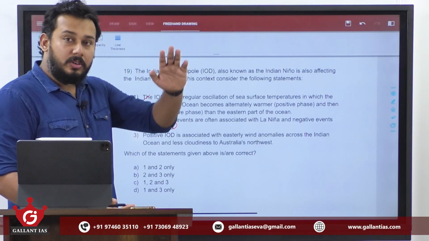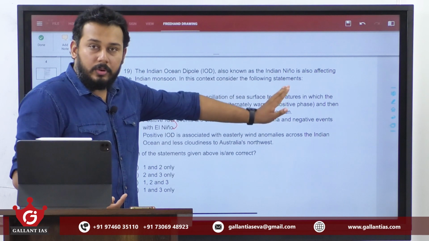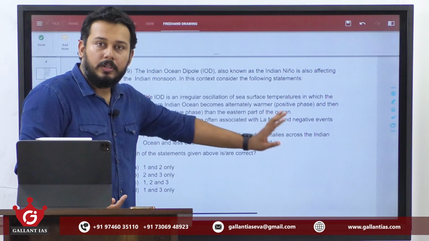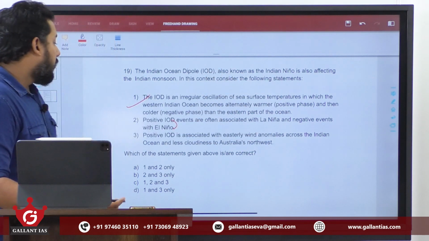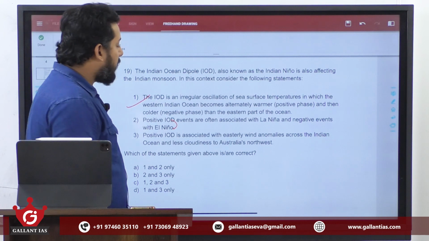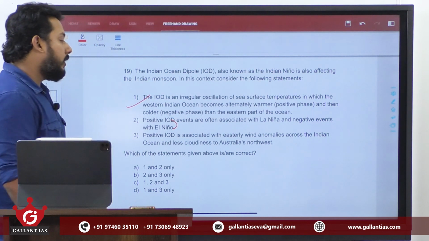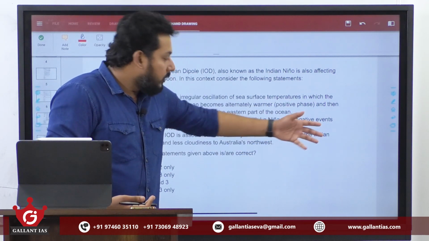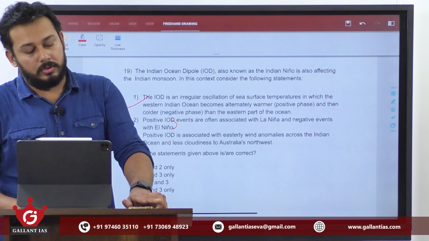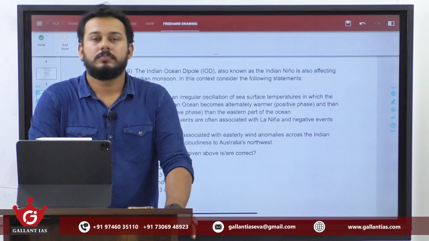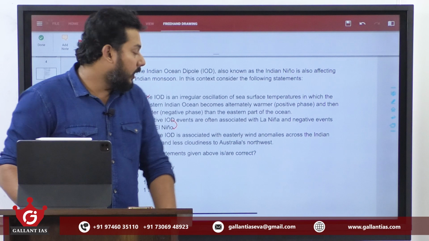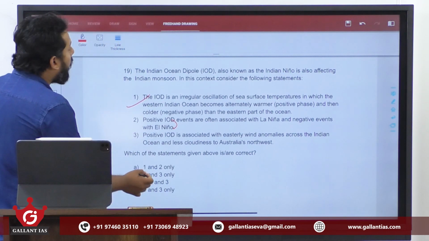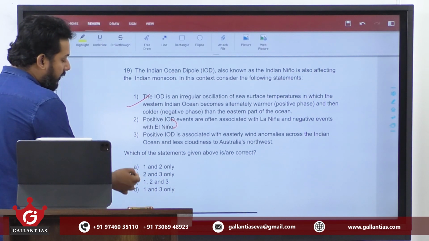Because you just check the heating of the Bay of Bengal region. Negative IOD, Bay of Bengal is heated. La Nina, Australian coast is heated. So that is nearby. So they are associated. Positive IOD is associated with easterly wind anomalies along the Indian Ocean and less cloudiness to Australian northwest. Because positive IOD means colder water on the eastern Indian Ocean. That means in Australian coast we will be having very less cloud formation. So here the answer is 1 and 3 only. Second statement wrong. The answer is 1 and 3 only. D is the answer.